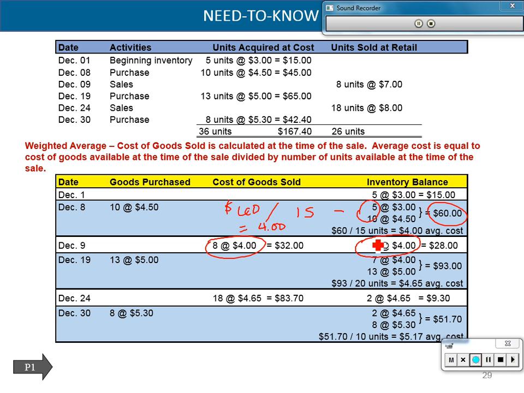And then on the 24th we sold 18 units, right? So how do we figure that out? It's the same thing, right? The 7 units you had remaining plus the 13, a total of 20 units, and it was all worth $93. So $93 divided by the 20 units gives us what average cost? $4.65. So now you're going to sell 18 units at $4.65, and you're also going to have 2 units remaining at $4.65, and then we turned around and purchased 8 more units at $5.30.